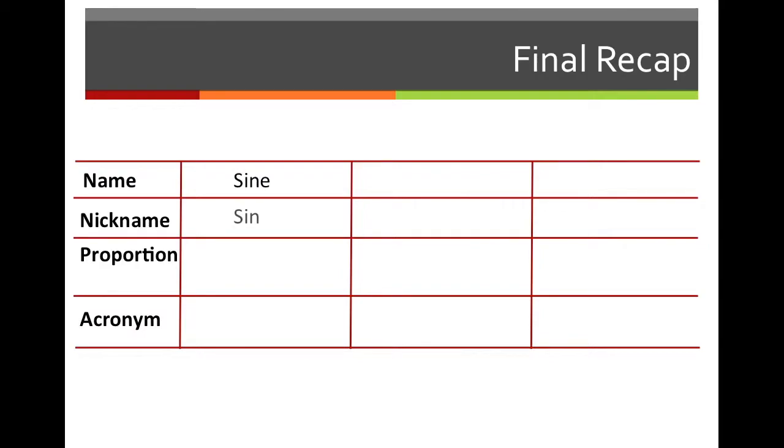So here's just a final recap. Our first trig ratio is called sine. We nickname it sin, or we still say sine, but it's written sin. The proportion is opposite over hypotenuse, and we use the word SOH.